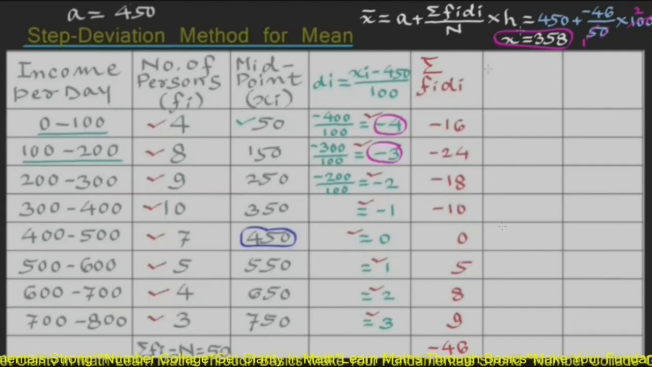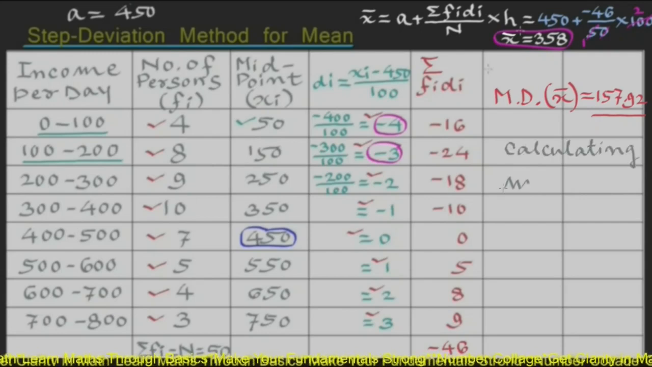Now that we have got the same mean as before, 358, the rest of the calculations will be the same as before, and we will get the mean deviation about mean x bar to be 157.92 as before. The point to be noted here is that we save our time and labor in calculating mean x bar.